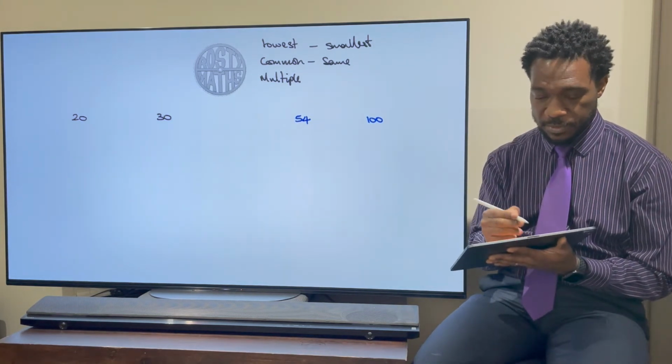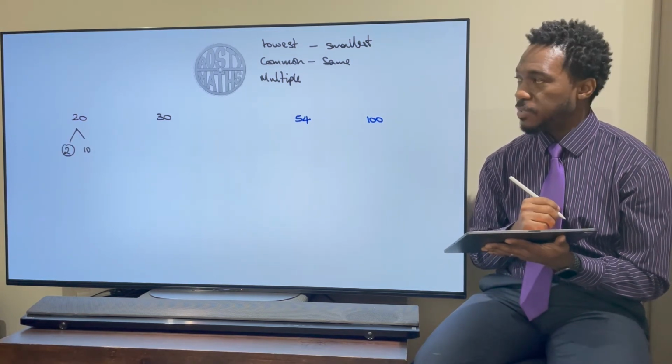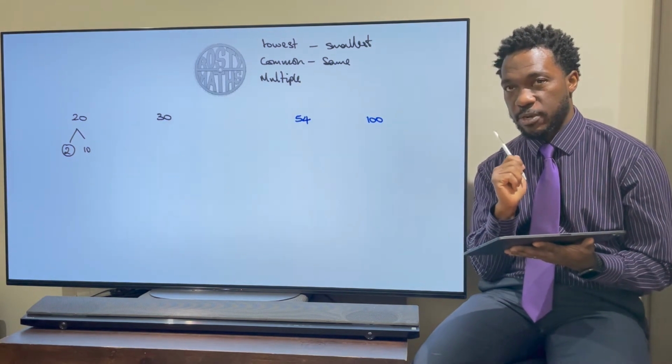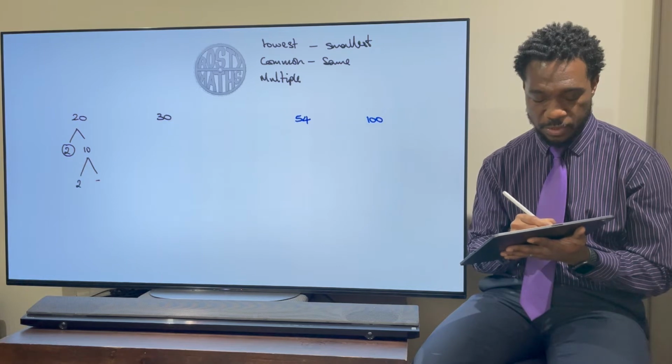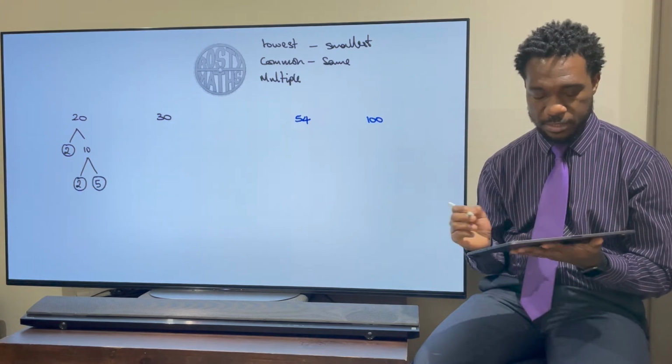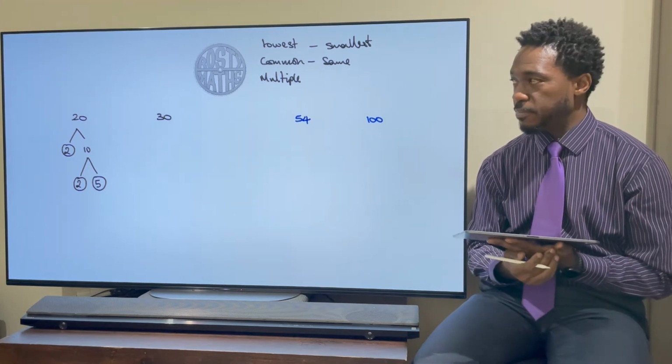Prime Factor Decomposition. So first of all, I'm going to split my 20 into 2 and 10. I will circle the 2 because the 2 is prime. Then I'm going to split my 10 into 2 and 5. And I'll circle both the 2 and 5 because they're both prime numbers.